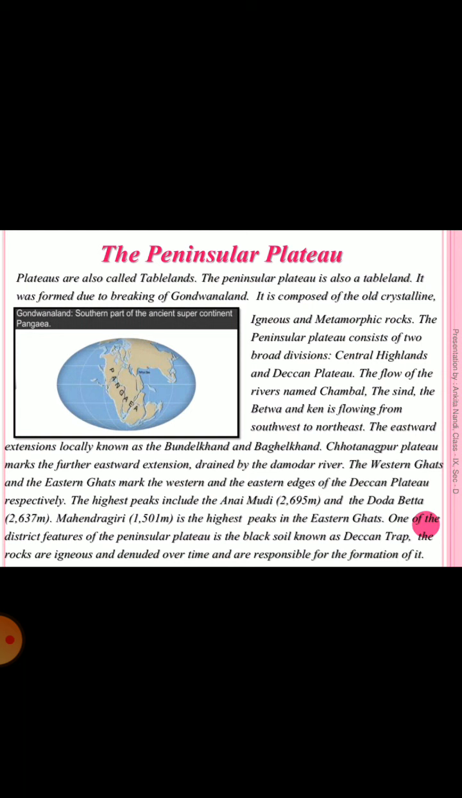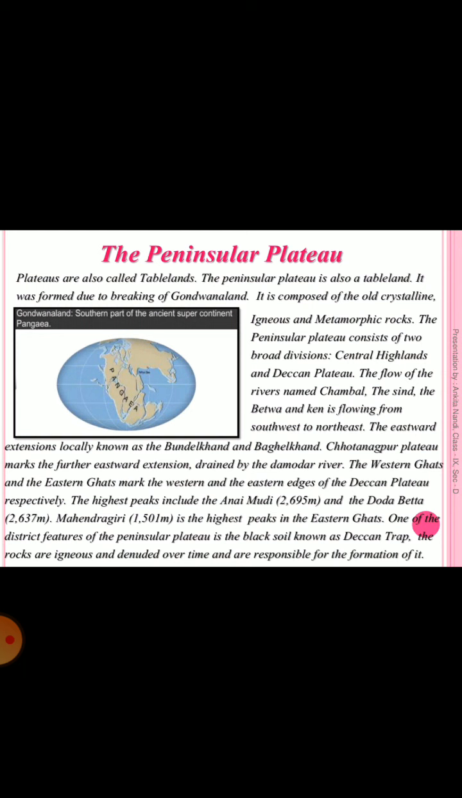Now Chota Nagpur Plateau marks the further eastward extension, drained by the Damodar River. As we move further towards the east, we have the Chota Nagpur Plateau. This is the easternmost part of the Central Highlands. Now, the Western Ghats and the Eastern Ghats mark the western and the eastern edges of the Deccan Plateau.